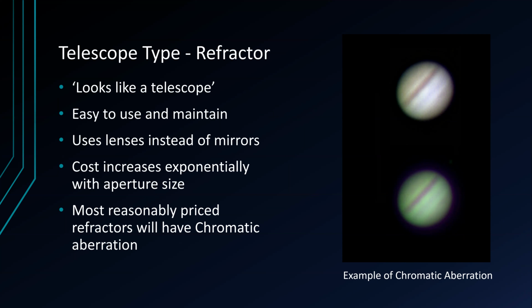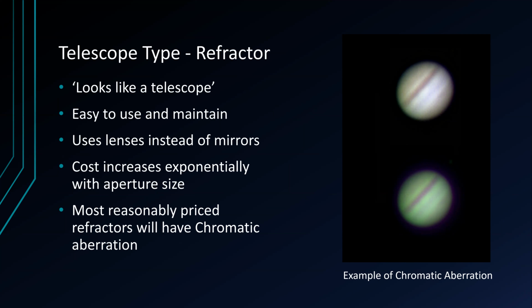The other thing to know about refractors is they have what's known as chromatic aberration. I have some more diagrams to explain what that is here in a couple of slides. But this is one of several types of distortion that occur in telescopes. This one, by its name, is a distortion of colors.